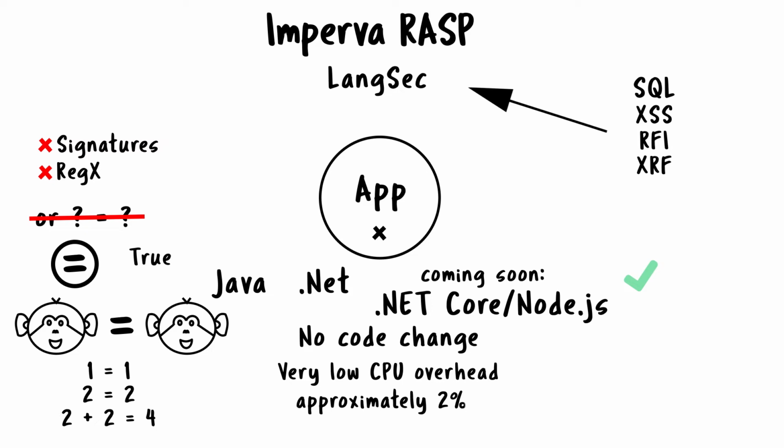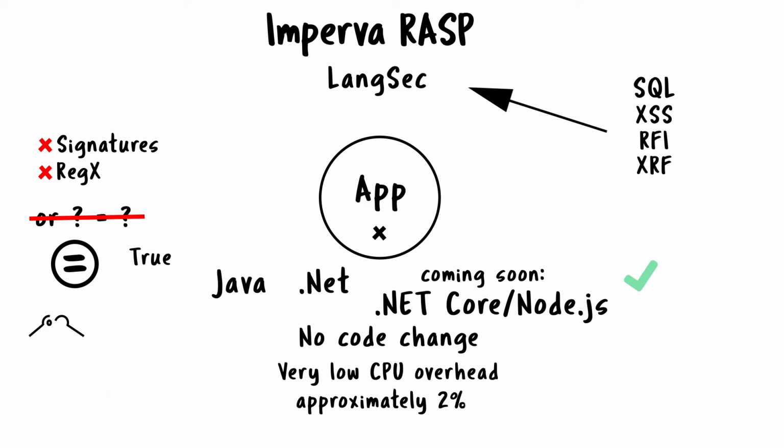This is how traditional WAFs have to work. They have to look for very specific strings of characters. This is not how Imperva RASP operates. Imperva RASP looks for true statements in the SQL code.